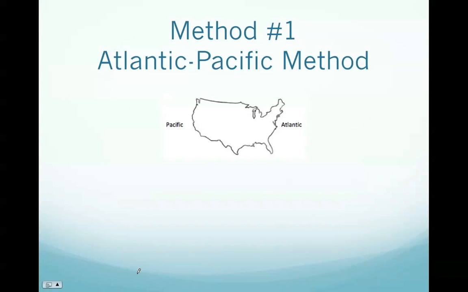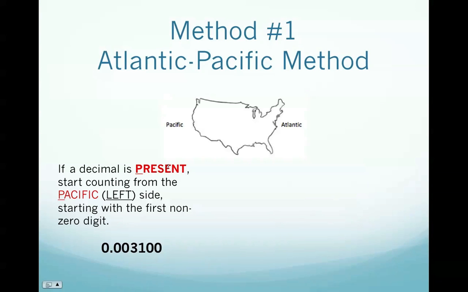So the first method is a very simple kind of trick to knowing how many sig figs are in a number. It's called the Atlantic-Pacific method. One thing you do need to know is that the Pacific Ocean is on the west, or think of it as the left-hand side of the U.S., and the Atlantic is on the east coast, or on the right-hand side of the United States. So what does this mean?